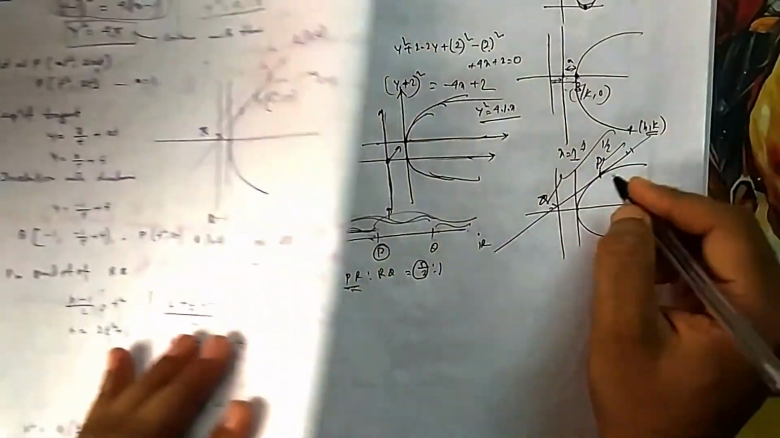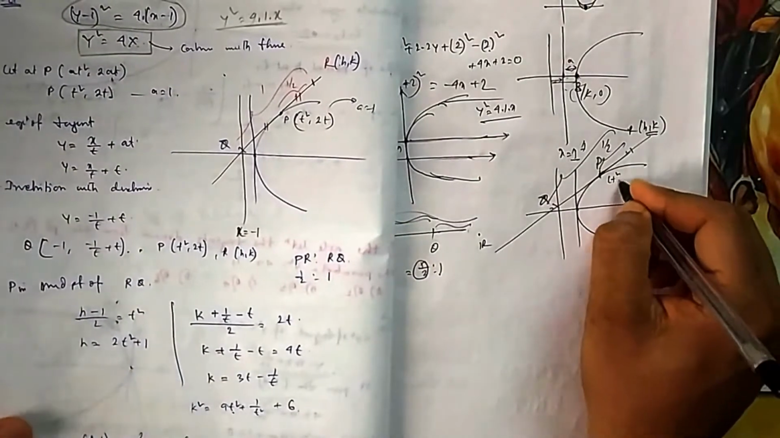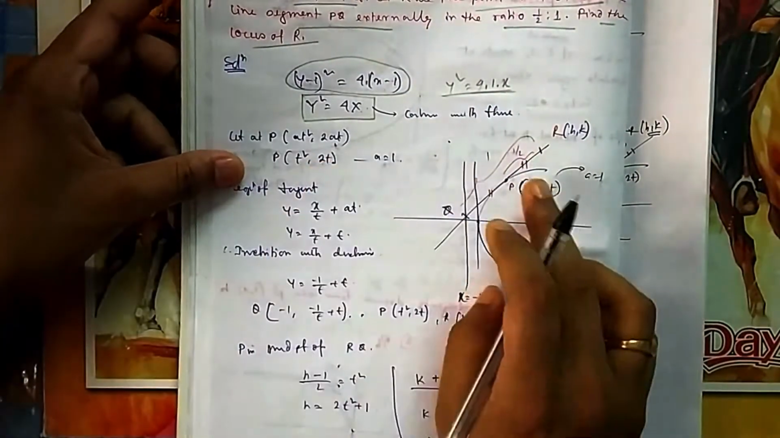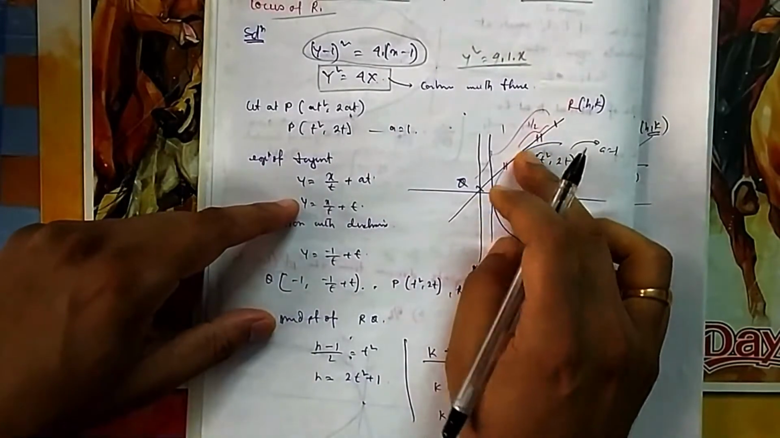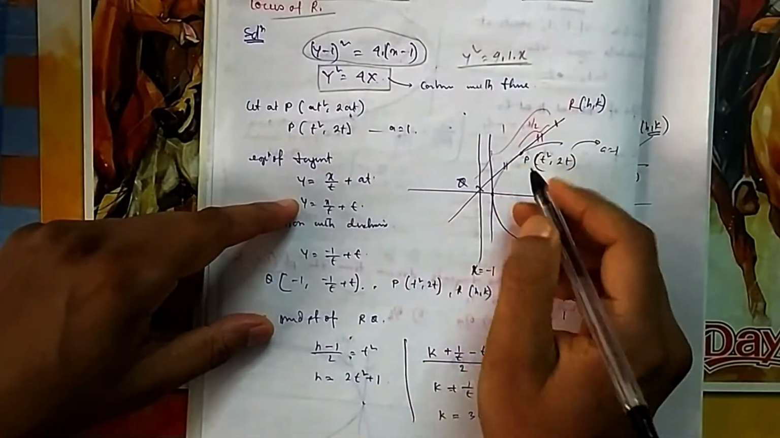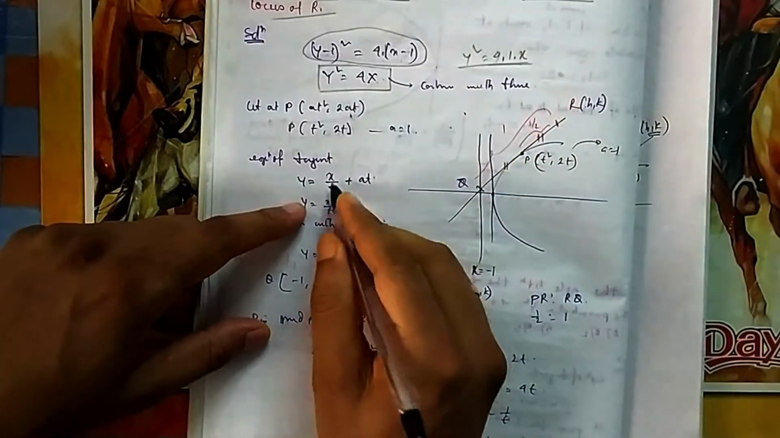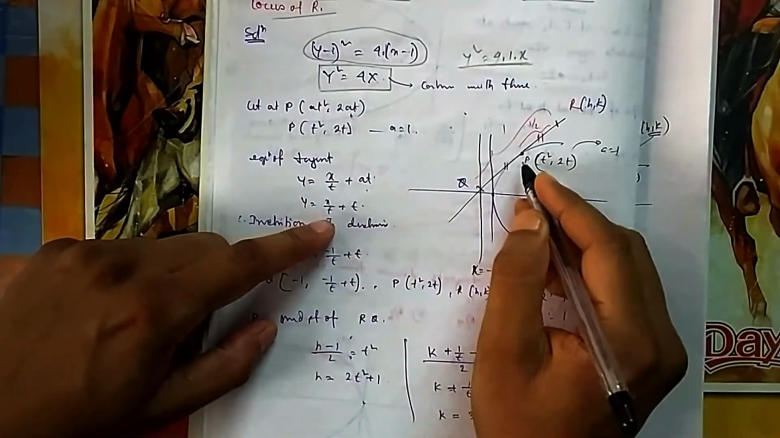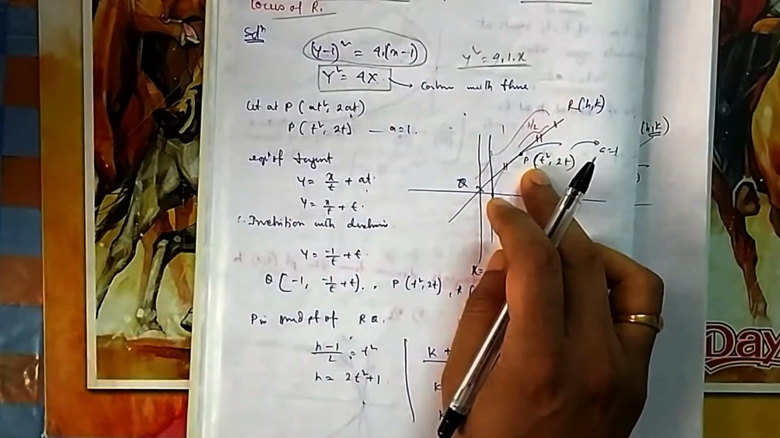So this we will treat as (h, k), and this point we will also treat as (at², 2at), that is (t², 2t). A is here 1. So this point you know. So once you know this point, you can find the equation. What is this equation? This point t, it is x by t, at. A is here 1. This is the equation of tangent in parametric form.